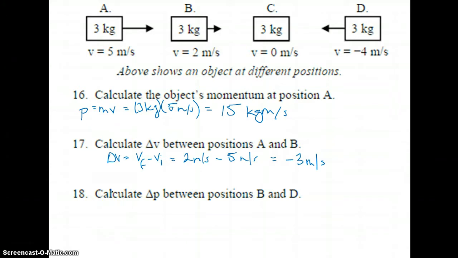And then they're asking us to calculate the delta P between positions B and D. It's a bit of a mouthful, but delta P is just the change in momentum. So in order to find the change in momentum for B and D, we need to find out what their momentums were to begin with. So let's do the momentum for B. Our P value is mass times velocity. The mass of B is 3 kilograms. Its velocity is 2 meters per second. Multiply those two together and you get 6 kilogram meters per second.